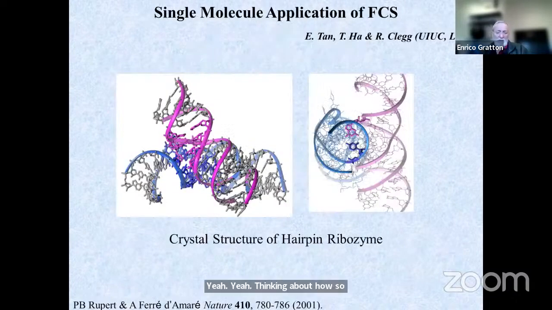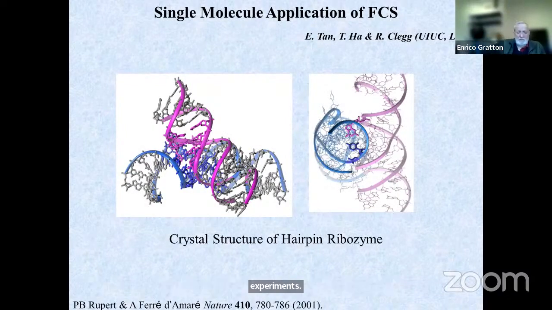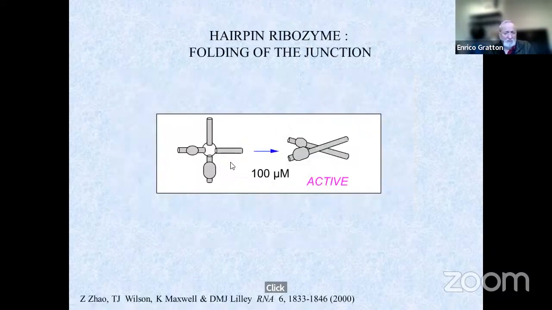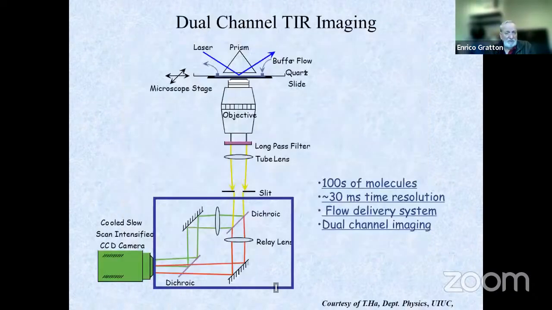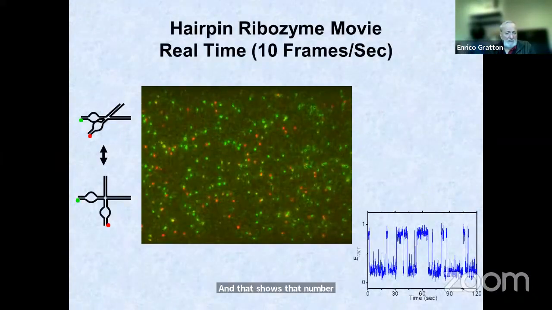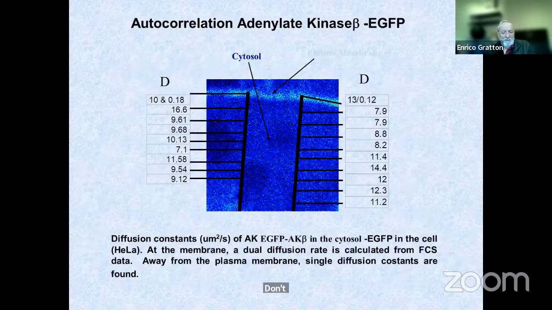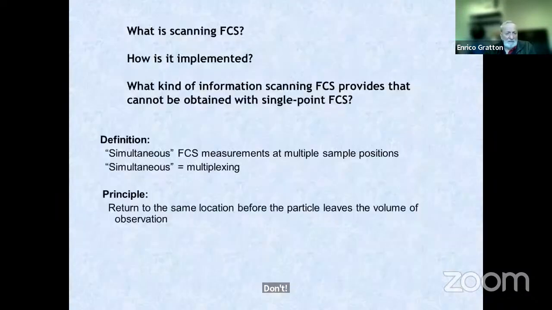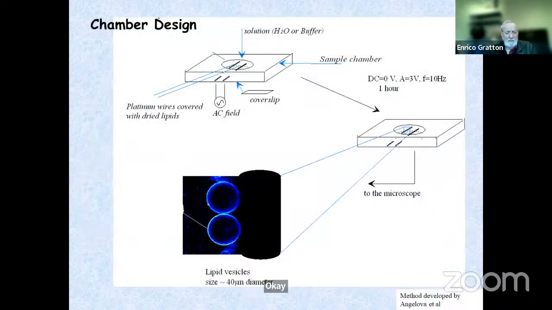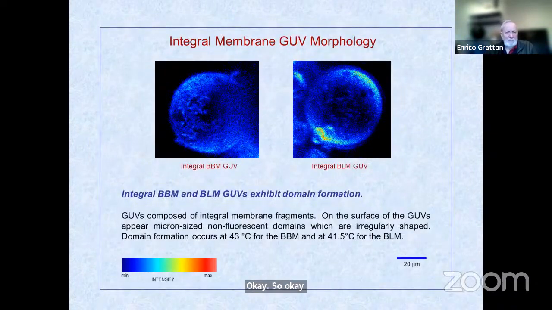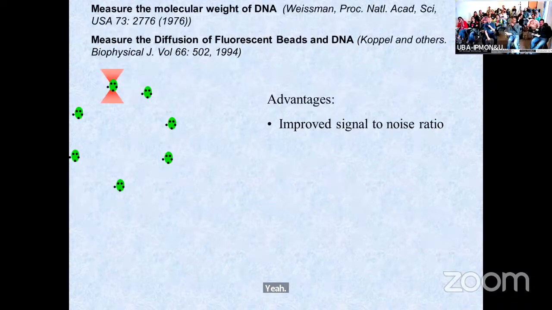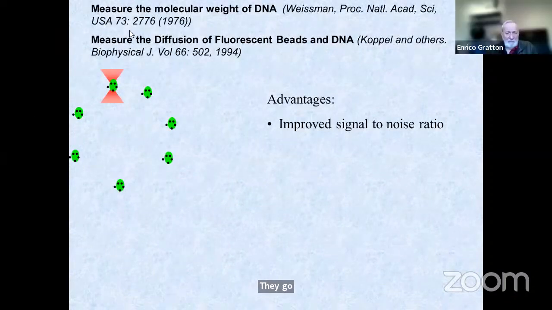So we did many other experiments at times with Clegg and other people to figure out the junction. And that shows that in every case we can distinguish the number of molecules that have two colors and one color. Okay, so let us go back now to the analysis of, we can do many different kinds of measuring.